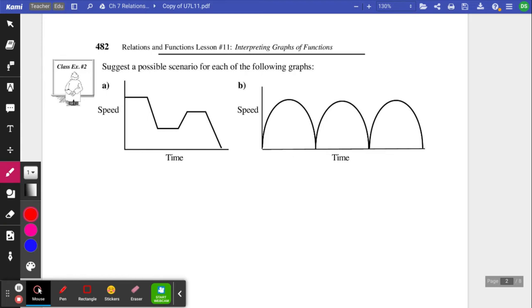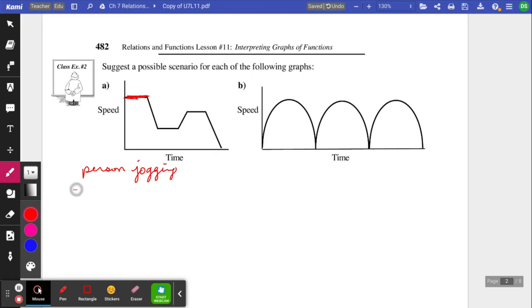Someone's going on a run. So they're jogging at a constant speed. Okay. So the speed is holding true as time travels, right? As time goes on, the speed doesn't change. So maybe this is a person running. We want to say the person's jogging. Okay, person jogging. And then what happens?